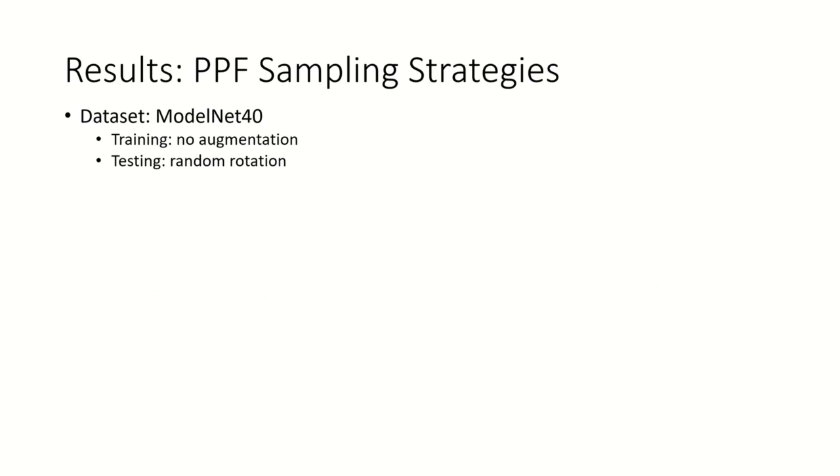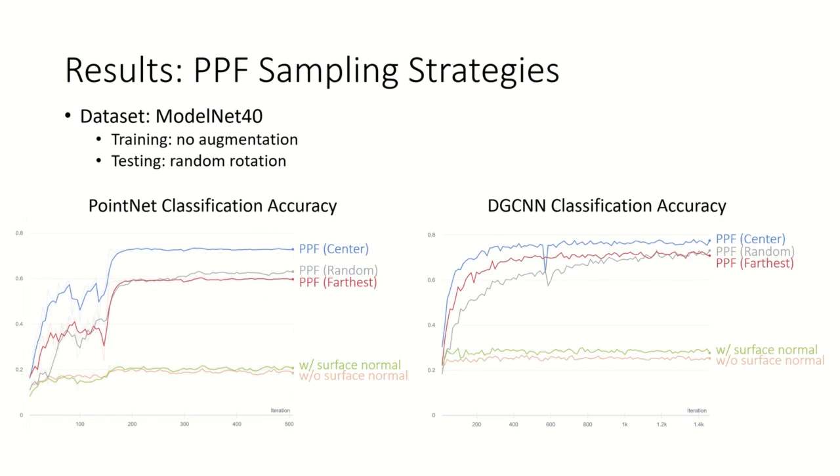These are the results for different sampling strategies. For PointNet and DGCNN, we tried the vanilla network with and without surface normal vectors. We also tried center, random, and farthest PPF sampling strategies for the reference point. We can see that the vanilla models overfit the training set and don't generalize to rotated point clouds, and PPF significantly increases the validation accuracy, and using the center reference point performs the best.